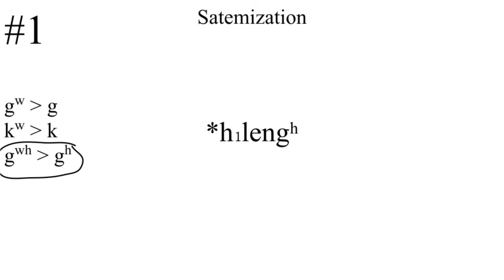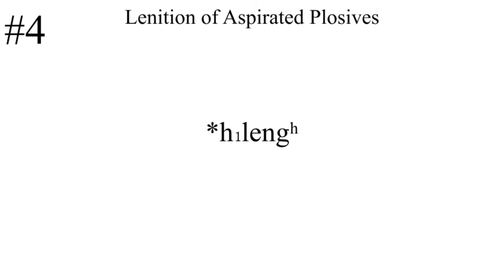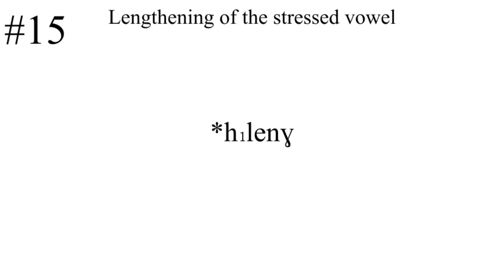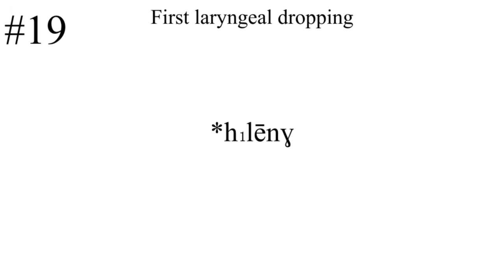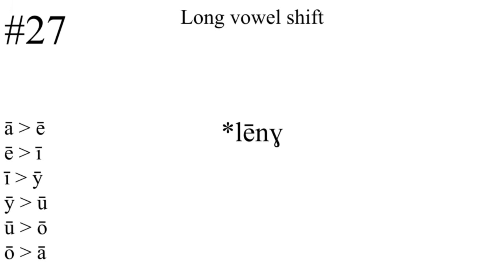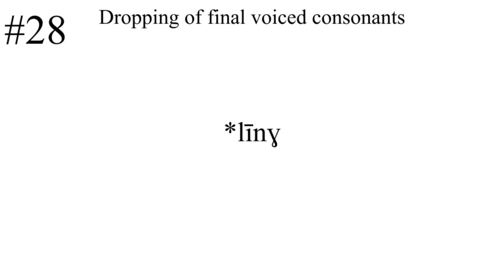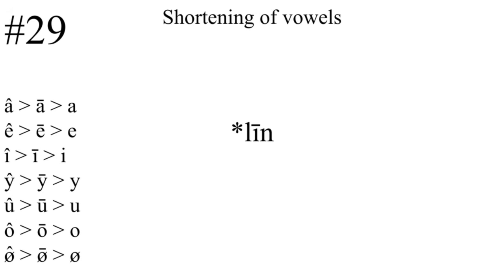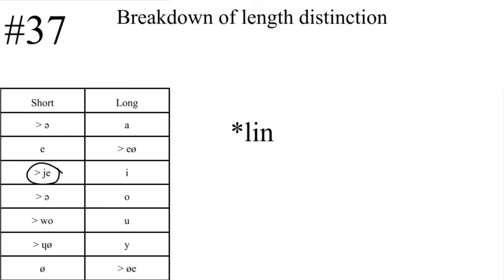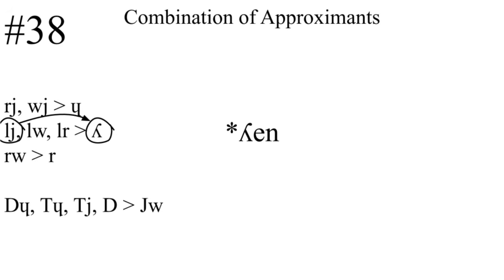The labiovelar qua becomes ka. Rule 4 turns the breathy voiced plosives into fricatives, hleng. Rule 15 lengthens the stressed vowel into hleng. Rule 19 gets rid of that laryngeal, leaving leng. Rule 27 is the long vowel shift, ling. Rule 28 drops final voiced consonants for just lin, and Rule 29 shortening of long vowels to lin. Rule 37 break up to lien, and Rule 38 coalescence to luen.